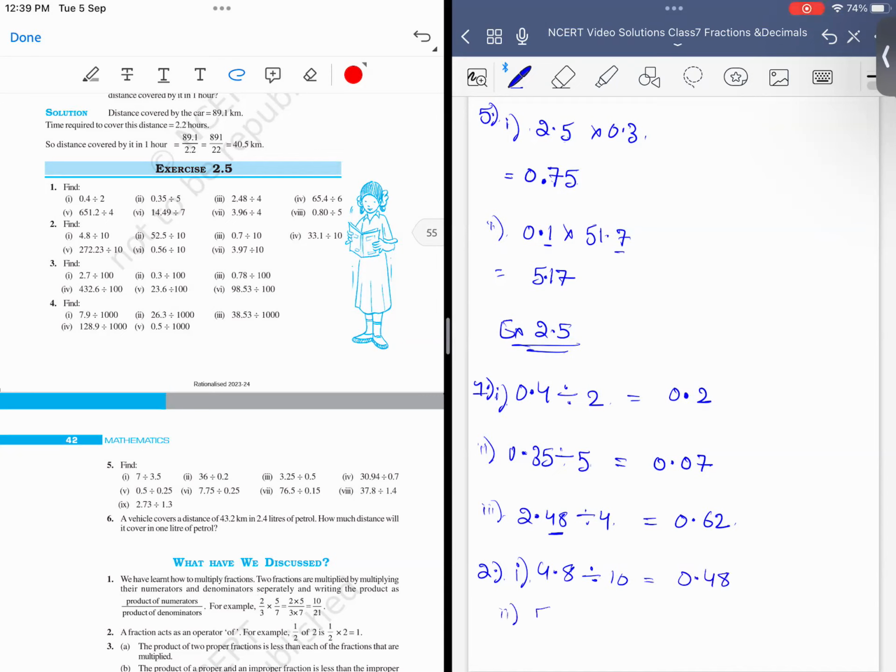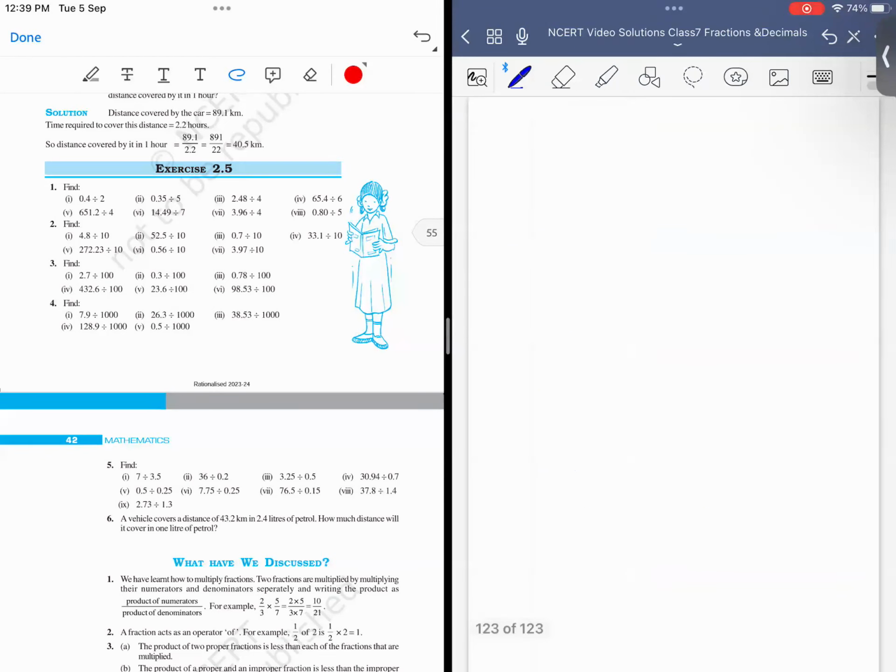Next, 52.5 divided by 10. Again, the decimal will shift towards left one place, that will be 5.25. Likewise, we can do the rest. Look at question number 5, 272.23 divided by 10. Again, the decimal will shift towards left one place, so it will be 27.223. Likewise, we can do the rest.